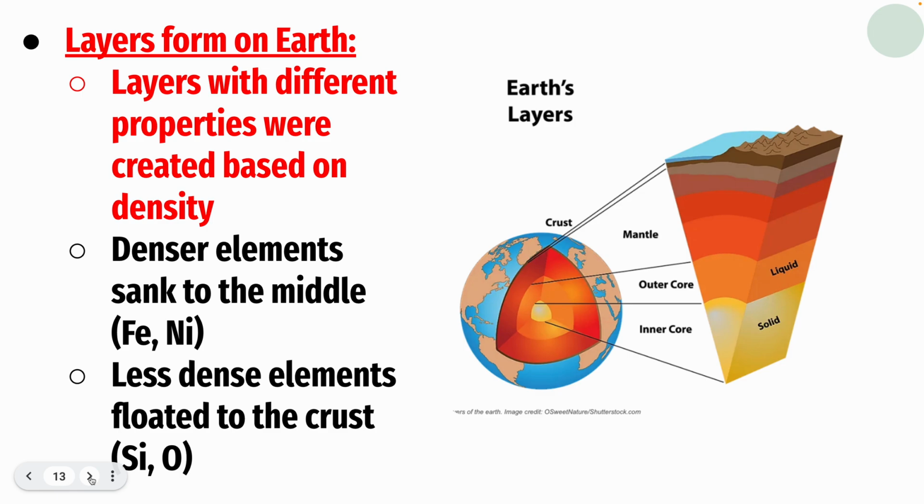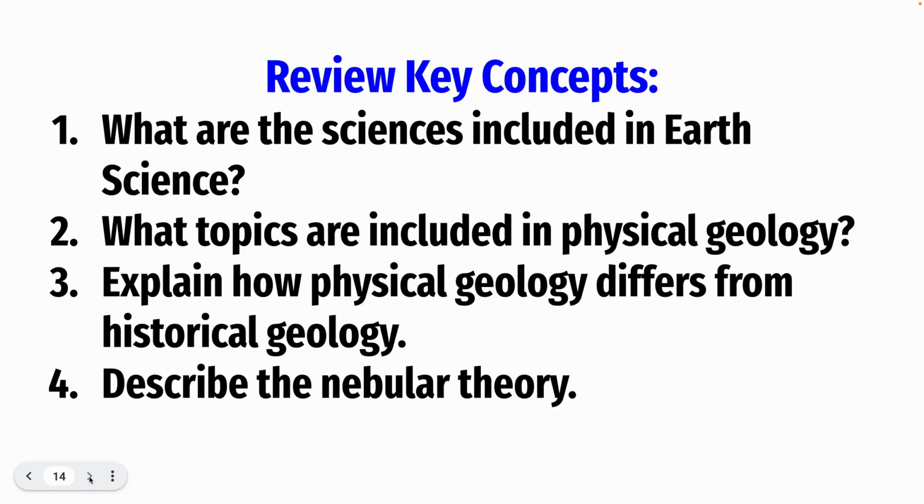So things will not always be consistent, just like in our solar system. Layers form on Earth. Because of how Earth formed, because you have this body of molten hot material, the more dense stuff sinks to the middle. So that's where our iron and our nickel are. The less dense elements are going to float to the surface. And that's why we see on Earth, we have the less dense elements like silicon and oxygen making up our crust. And then we have iron and nickel on the inside. So we get different densities on Earth's surface.